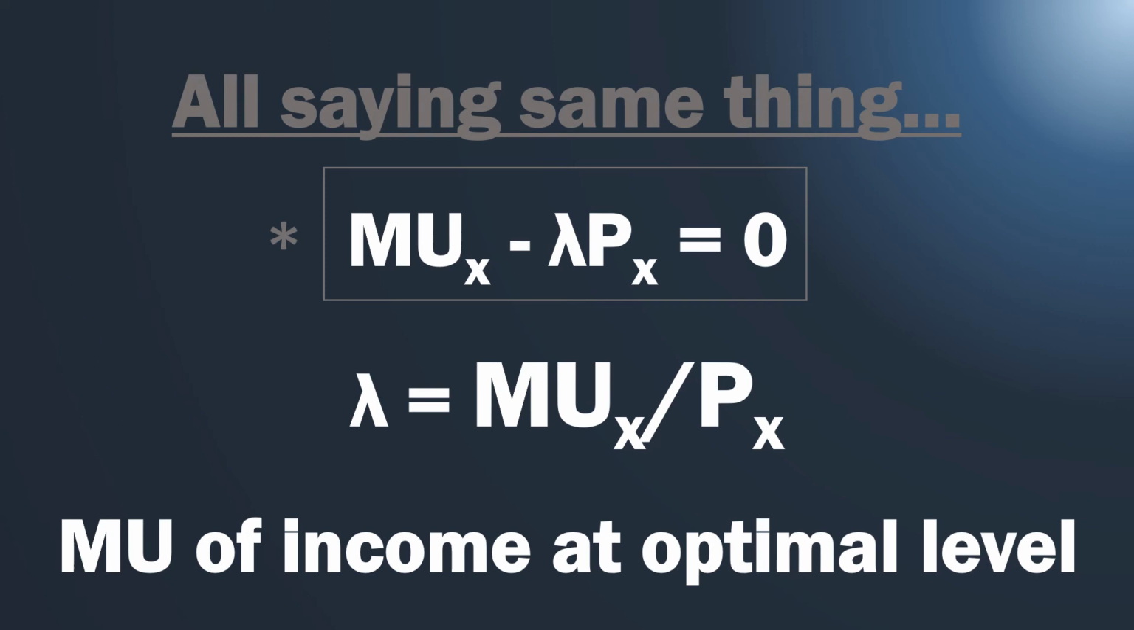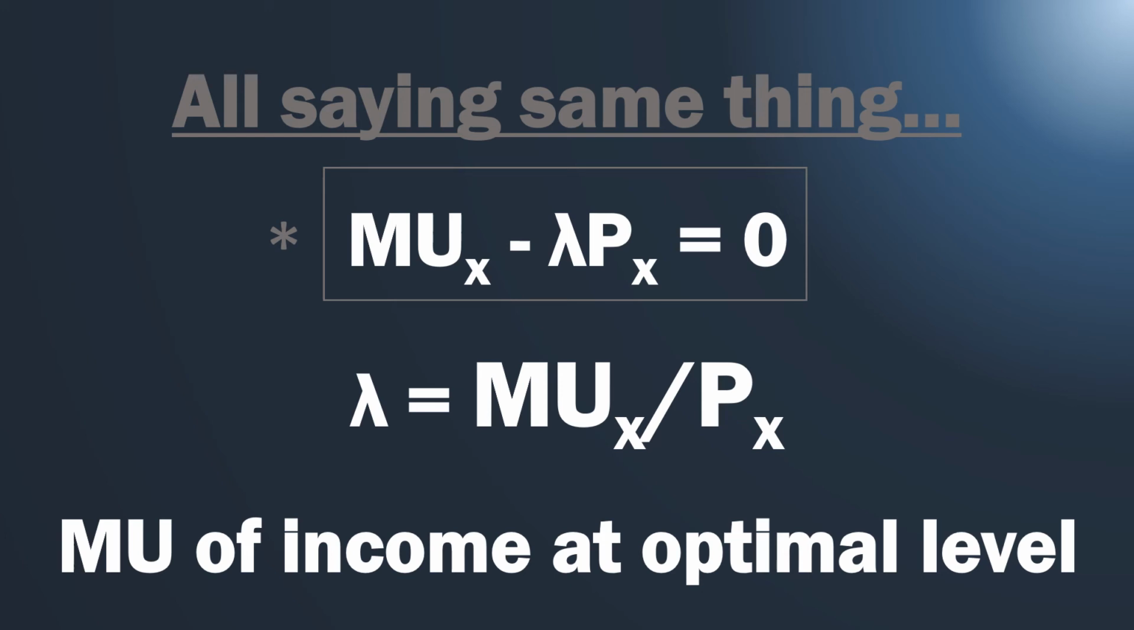This is saying the same thing as lambda is equal to the marginal utility of x over the price of x, right? We've just rearranged the equation. The marginal utility of x minus lambda times the price of x is equal to 0. This is also saying the same thing as the marginal utility of income is at the optimal level. This form of the equation, however, the marginal utility of x minus lambda times the price of x equals 0, is going to be really important to understand when it comes to doing the Lagrangian approach to constrained optimization.